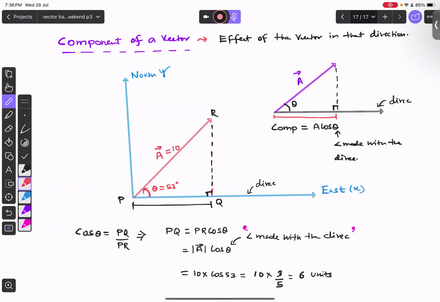So what you really have to do to find the component of a vector along some direction is know what angle the vector is making with that direction. Then the vector into the cosine of that angle will be the component.